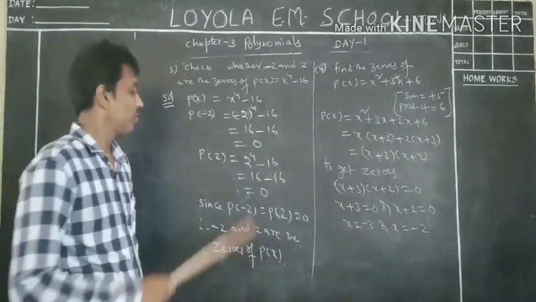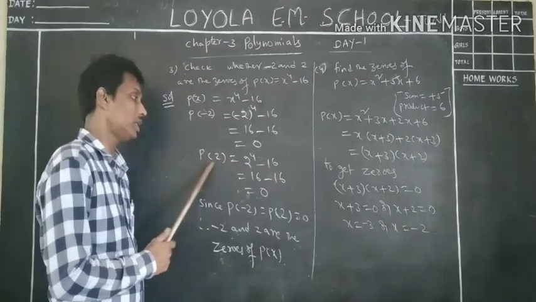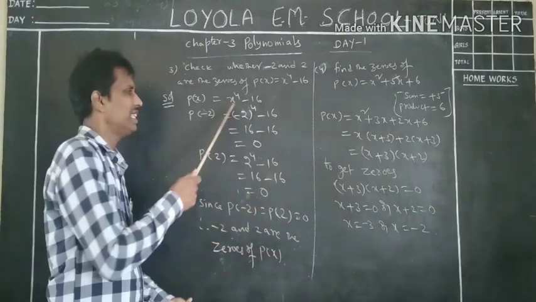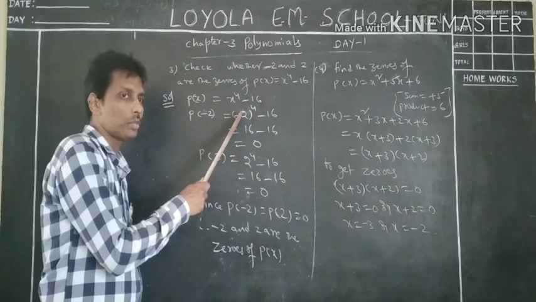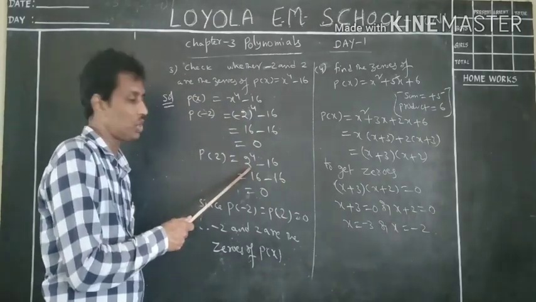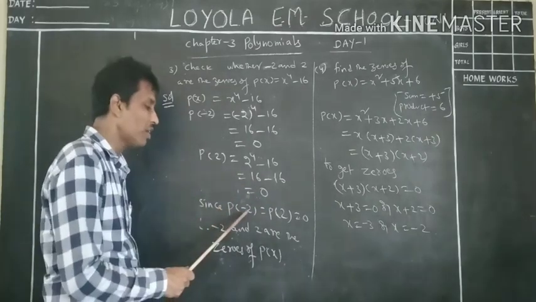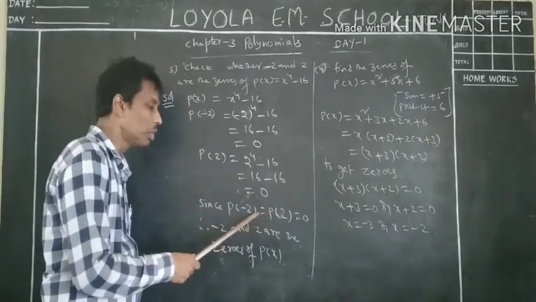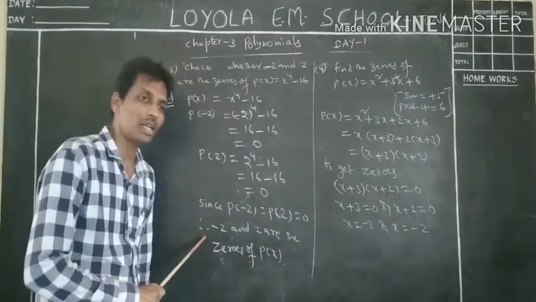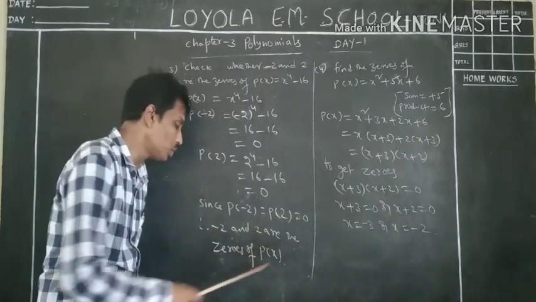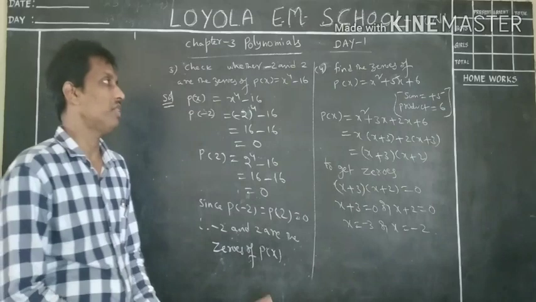In the same way, we have to substitute x equal to 2 also. P of 2 is equal to 2 power 4 minus 16. Here and here both are the same. The change is that here we substitute x equal to -2 and here we substitute x equal to 2. The process is the same. We get 0. Since p of -2 and p of 2 are both equal to 0, we conclude that -2 and 2 are the zeros of the given polynomial p of x.